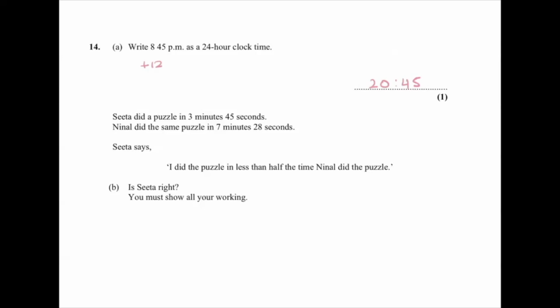So Zita did a puzzle in 3 minutes, 45 seconds. Now Sita did the same puzzle, took a lot longer, 7 minutes, 28. And Zita believes that she did the puzzle in less than half the time. So we need to see if that's correct. To do that, we're going to need to half our 7 minutes, 28 seconds. If we half our 7 minutes, we'll have 3 minutes and 30 seconds. If we half our 28 seconds, we'll have 14 seconds, which gives us a total time of 3 minutes, 44 seconds. So it's very close, isn't it?